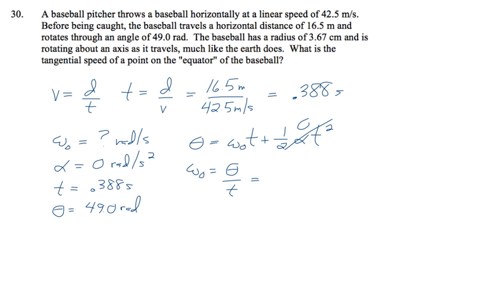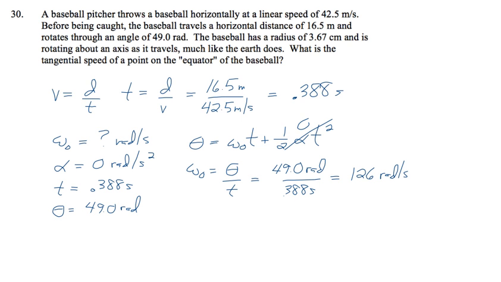So 49 radians, and that's going to be in 0.388 seconds. And what does that work out to be? 126 radians per second. I'm calling it omega O here, but that is the omega. The omega isn't changing. So now knowing the baseball's radius, I can get the tangential speed of a point on the equator of the baseball.